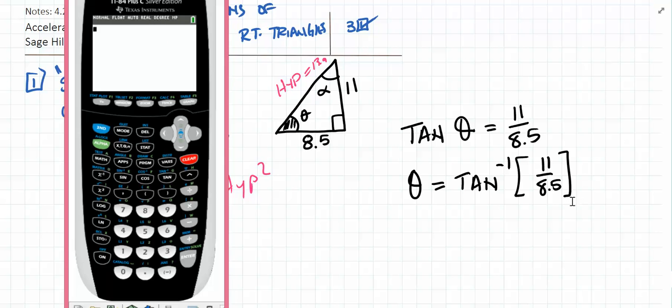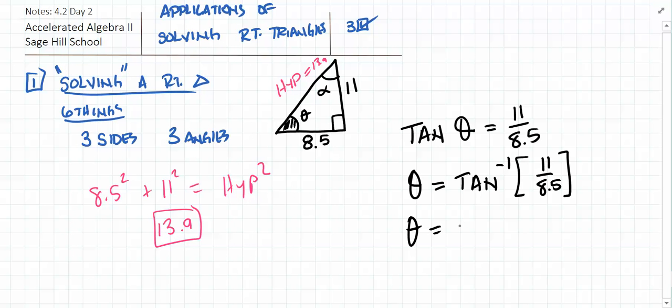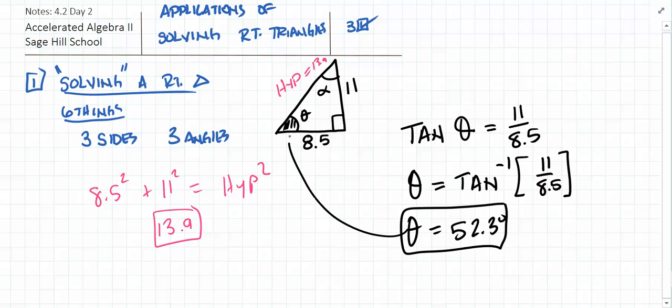So here we go. I'm interested in the angle. So I want to do the inverse tangent, the blue button right above the tangent button. So if I go second tangent, notice in the calculator I now have inverse tangent. And I'm interested in the angle whose tangent is 11 to 8.5. And the calculator gives me 52.3. I'm going to use the same number of decimals that's been given to me in the problem, so I'm going to say 52.3. You guys okay with that part? All right, good. So therefore, theta has got to be 52.3 degrees, and that's how I would get it. And I put it right there.